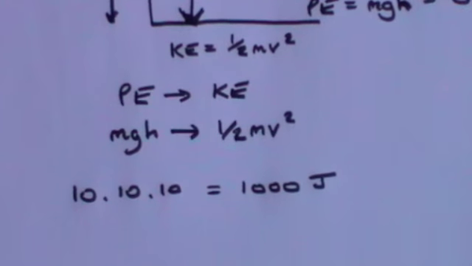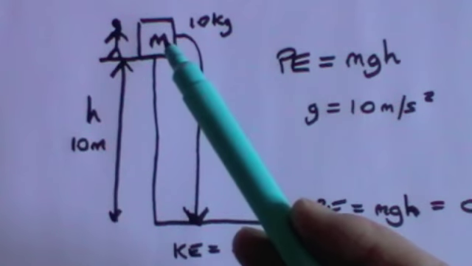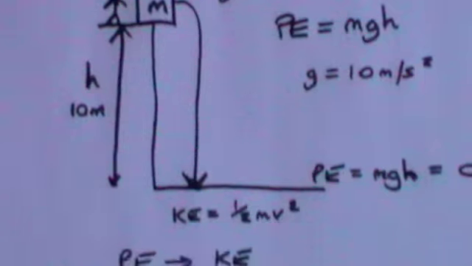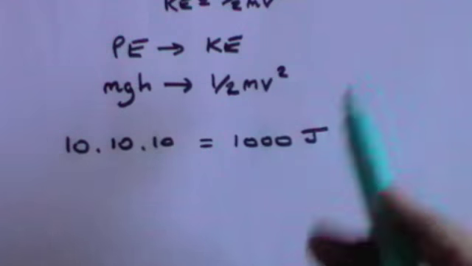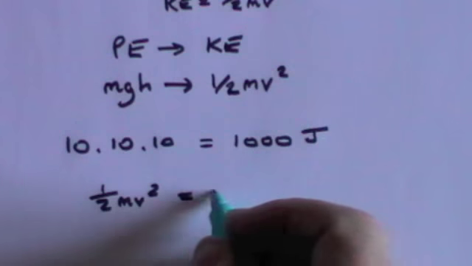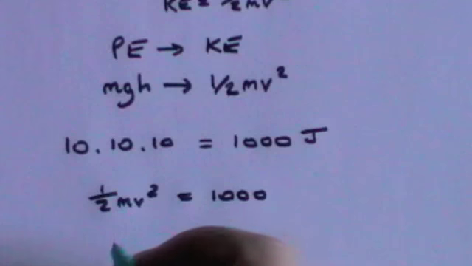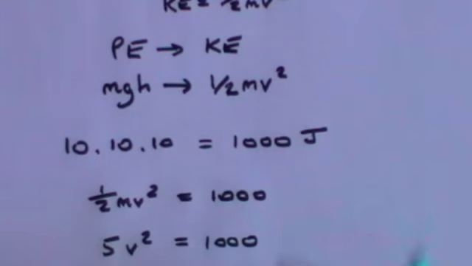And those 1,000 joules have been converted when the object reaches the ground. So it's 1,000 joules of potential energy. When it falls to the ground, that converts entirely into kinetic energy. And so that 1,000 joules now becomes half mv squared. So half mv squared equals 1,000. Half of m, well, m was 10 kilograms, so half of that is 5. So 5v squared is equal to 1,000.